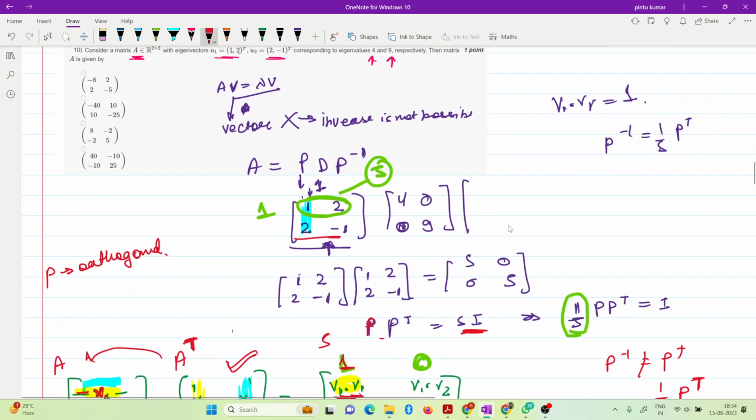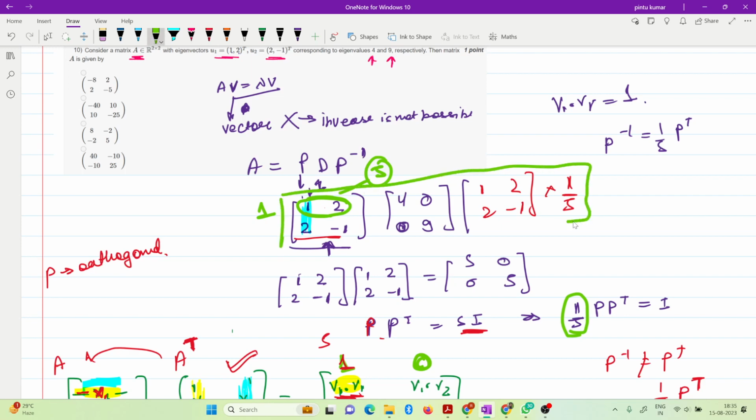So now this is 1, 2, 2, minus 1, then 4, 0, 0, 9. And now I will write the transpose of this matrix. This is 1, 2, 2, 1, multiplied by 1 by 5. If you multiply all these three matrices with a factor 1 by 5, you will obtain your matrix A.